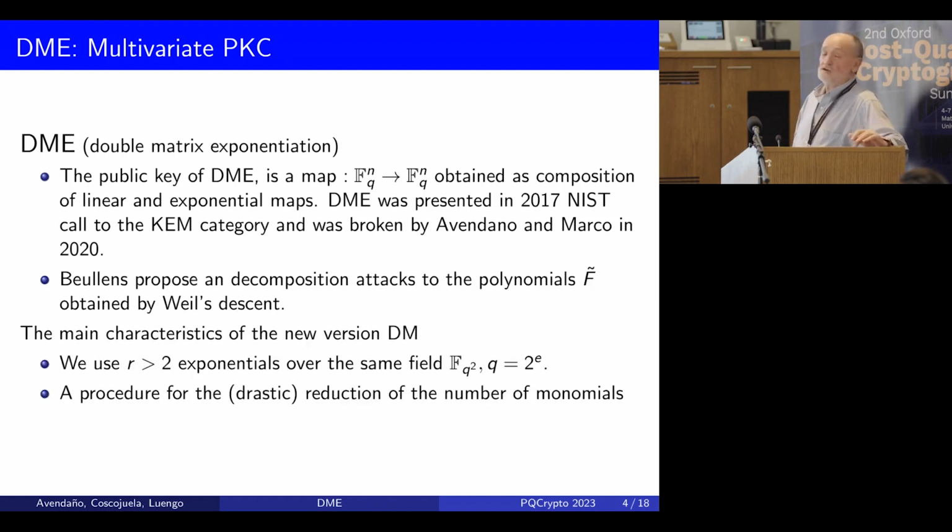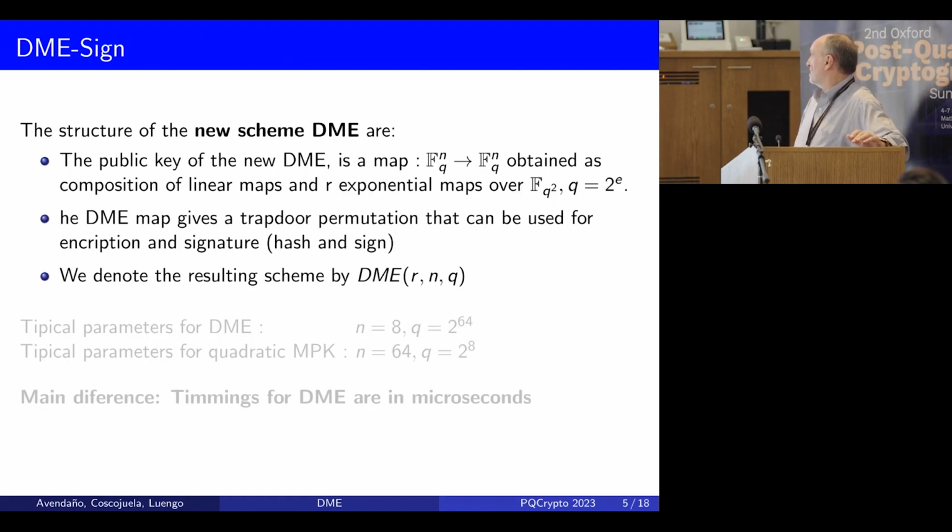So the new version that we present, the main difference is that instead of having two exponentials, we have more than two. The reason that we can have 3, 4, 5 rounds of exponential is because we also added a procedure to drastically reduce the number of monomials. So the structure is like that. The public key is a map that is obtained as a composition of linear maps and exponential maps. The linear maps are over Fq, and the exponential maps are over Fq squared.